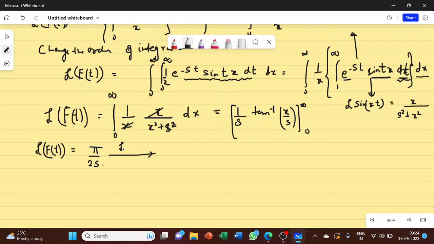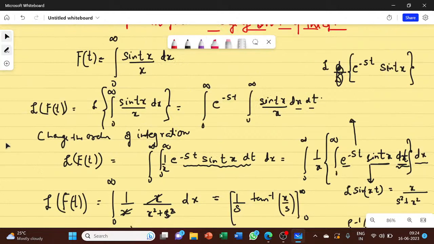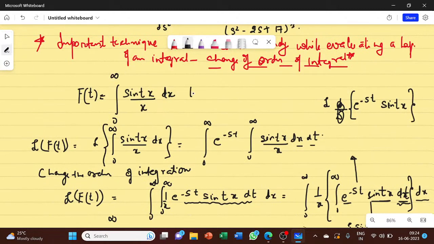So I'll use Laplace inverse. I know that Laplace inverse of 1 upon s is simply 1. So if I use the Laplace inverse here, I'll get pi upon 2. Is that clear? And this is for all t greater than 0. So I'll write it here. It is for all t greater than 0.